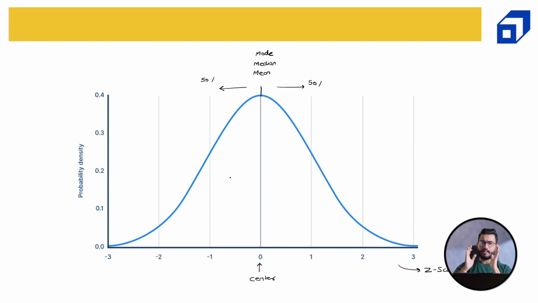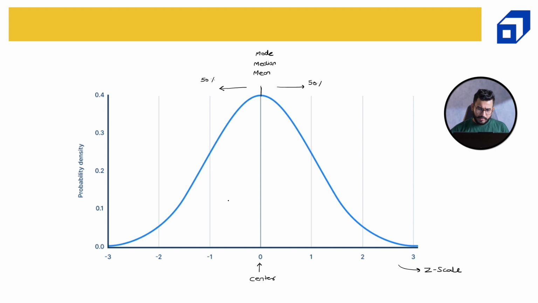So number one, the mean, the median and the mode, all these three properties lie in the center. It is perfectly symmetrical, 50% on the left, 50% on the right, which basically means 50% of the data is on the left, 50% of the data is on the right. According to the standard normal distribution property, 68% of the data lies between plus minus 1 standard deviation.